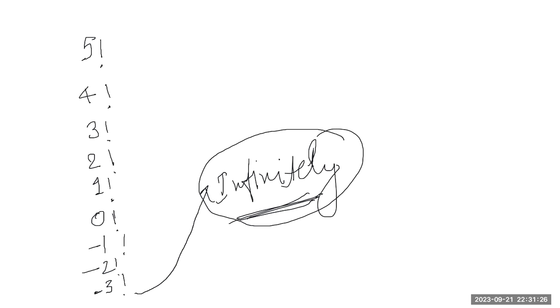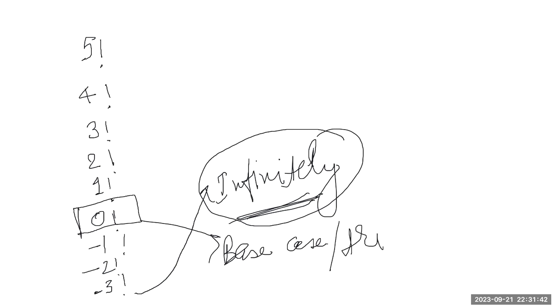So in this case, let's say 0 factorial is my base case. This is called the base case, or this is also called the trivial case. So what does this mean? We will not call the recursion.